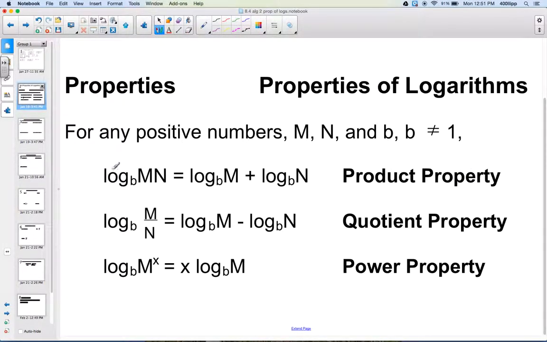So this is saying that if we have a log and we have the same base b and we're multiplying m times n, then that is equivalent to adding your logs. So when you have a product here, you're going to add your logs.